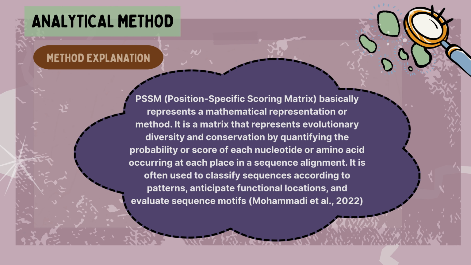First, for the analytical method, which is the method explanation, PSSM, or position-specific scoring matrix, basically represents a mathematical representation or method. It is a matrix that represents evolutionary diversity and conservation by quantifying the probability or score of each nucleotide or amino acid occurring at each place in a sequence alignment. It is often used to classify sequences according to patterns, anticipate functional locations, and evaluate sequence motifs.